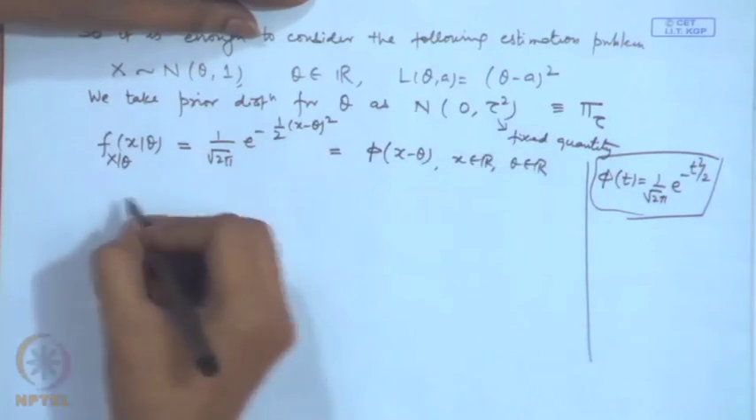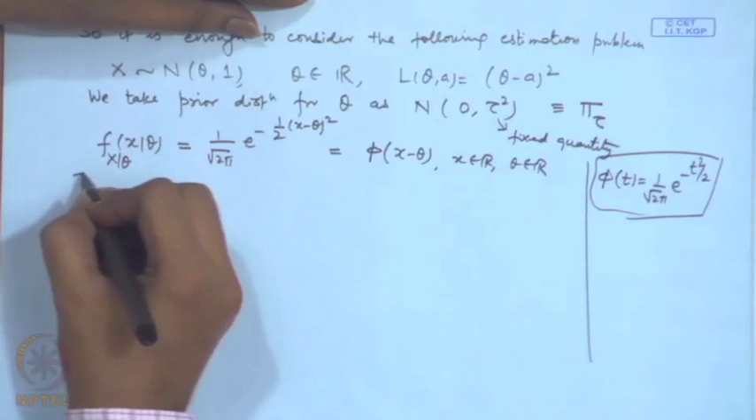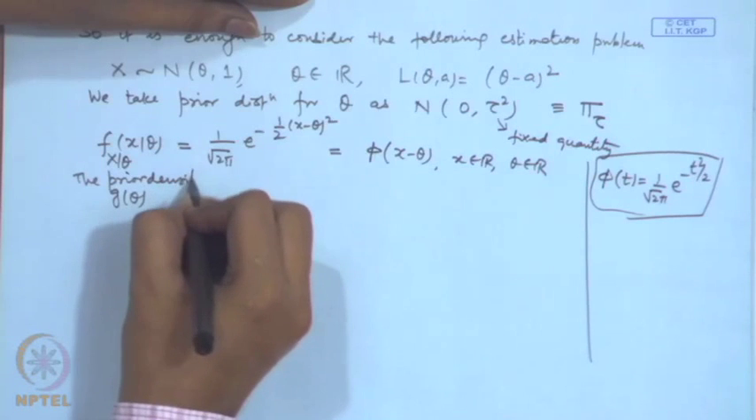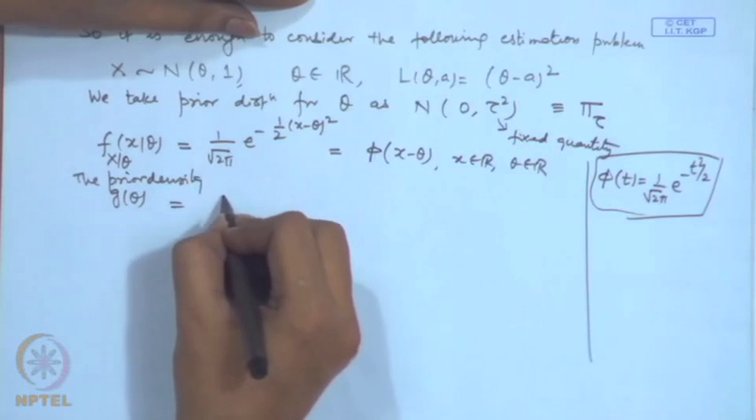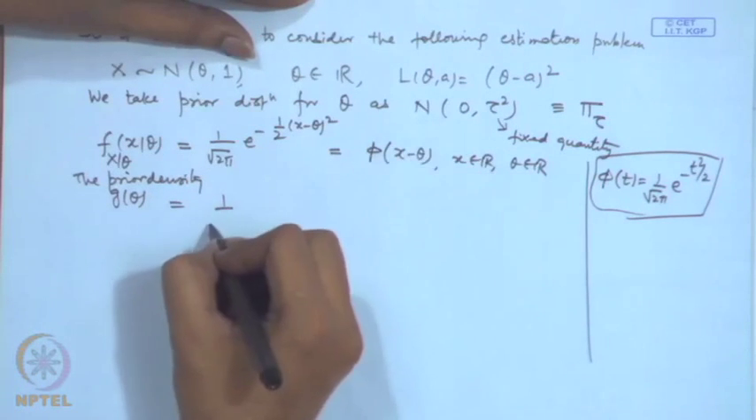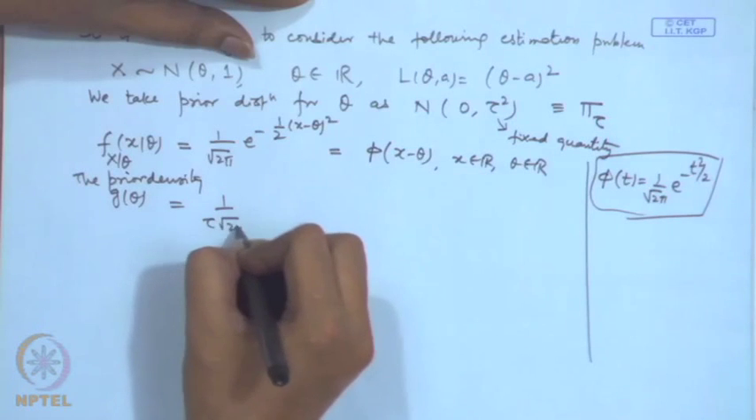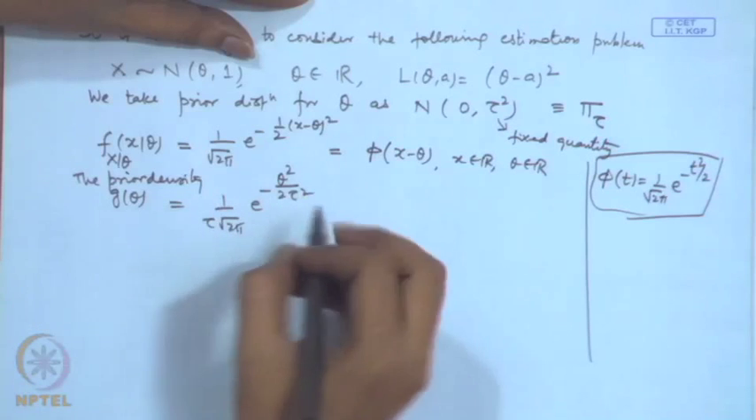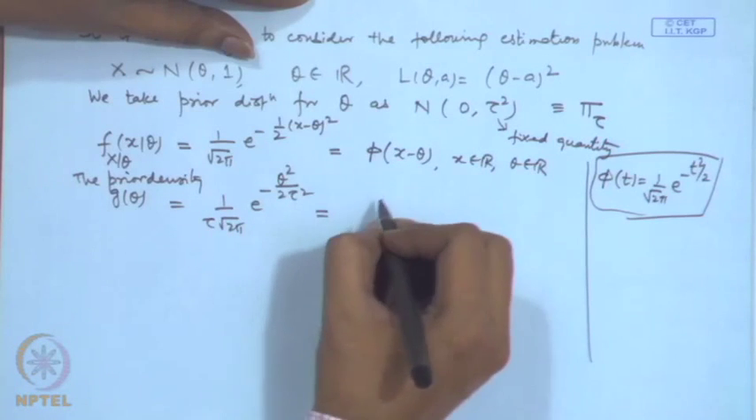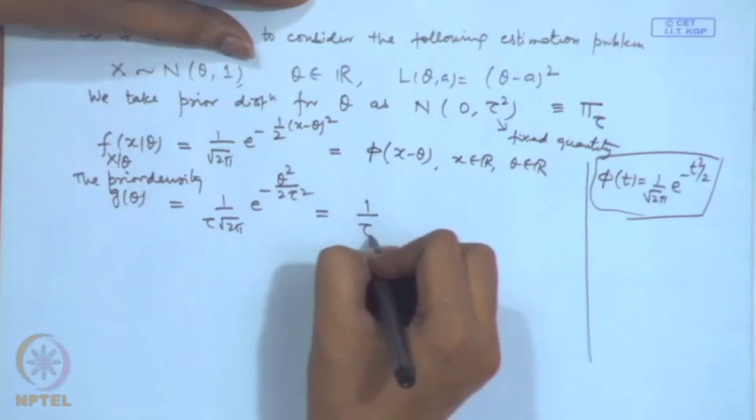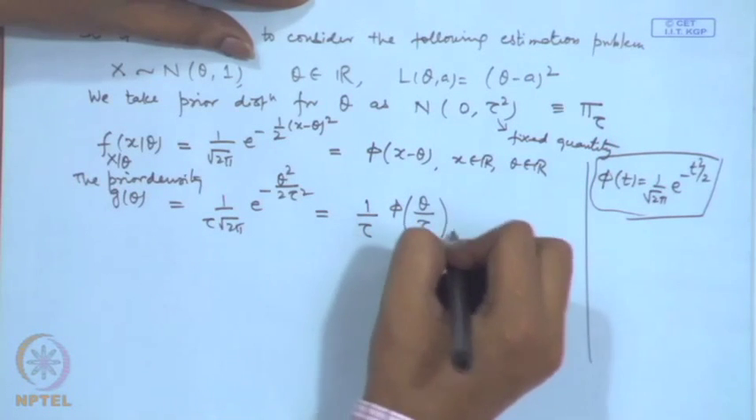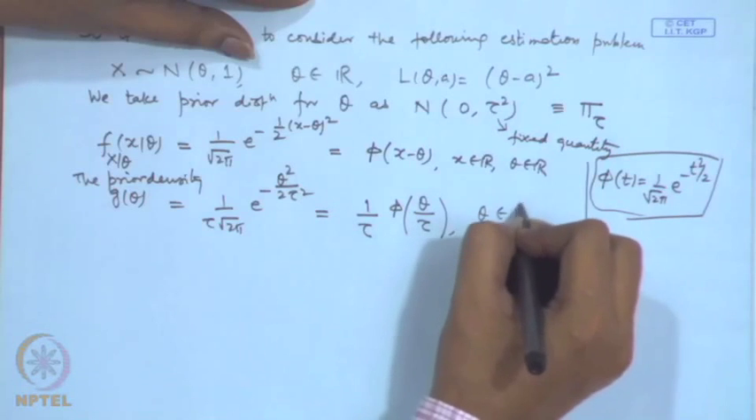So, this is treated as the conditional distribution of x given theta, which is actually the original distribution of x. The prior density of theta is equal to 1 by tau root 2 pi e to the power minus theta square by 2 tau square. Once again we will use the phi notation, then we can write it as 1 by tau phi of theta by tau, theta belonging to R.